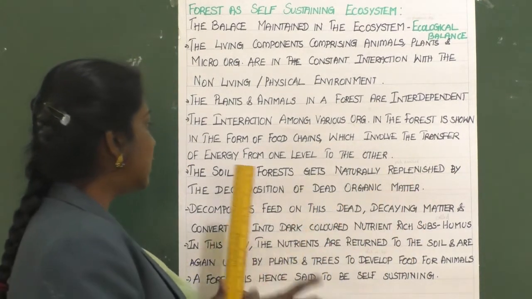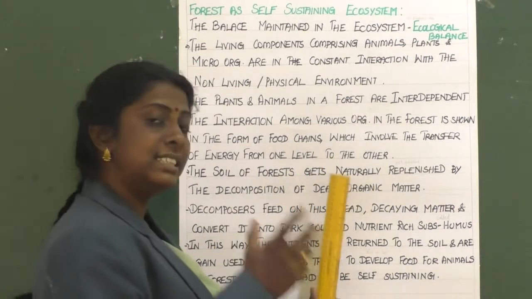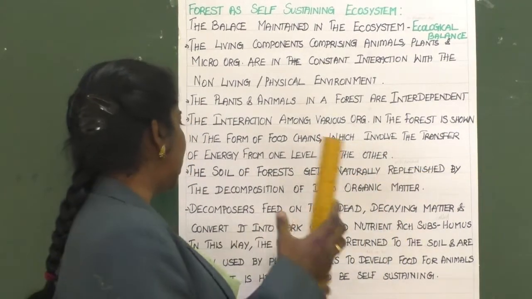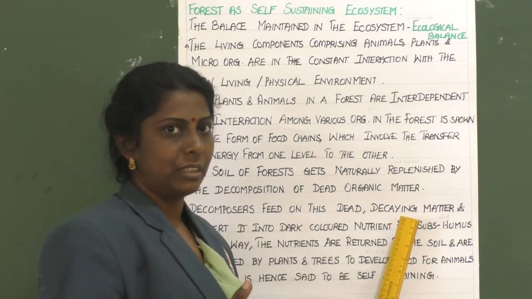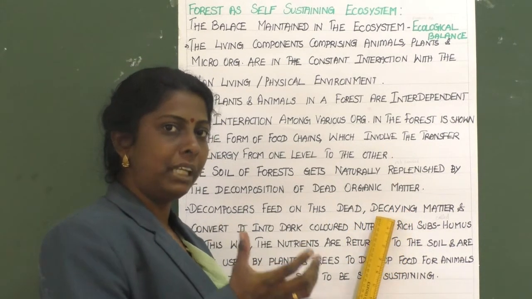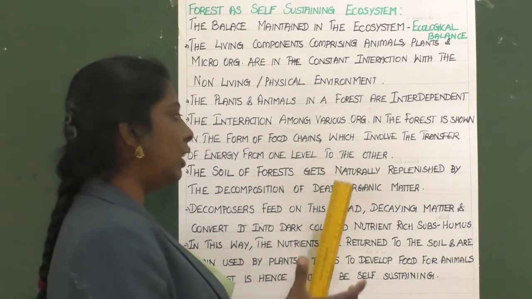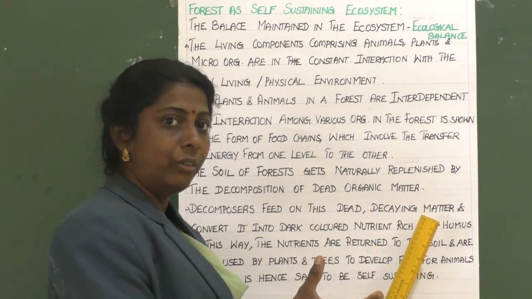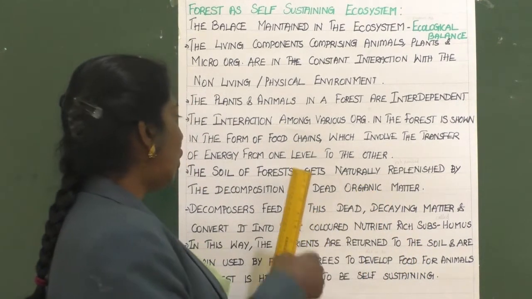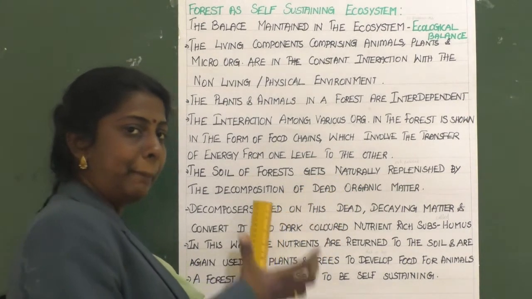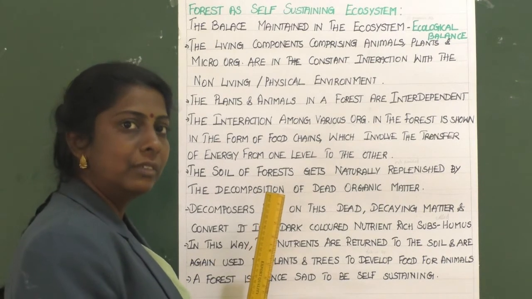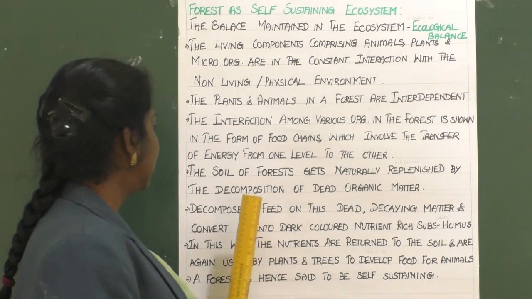The soil of forest gets naturally replenished by the decomposition of dead organic matter. What I said? The soil of forest gets naturally replenished by the decomposition of dead organic matter. So, if the dead and decayed organic matter remains in the soil for some time, it naturally replenishes the soil, which becomes more nutritious.